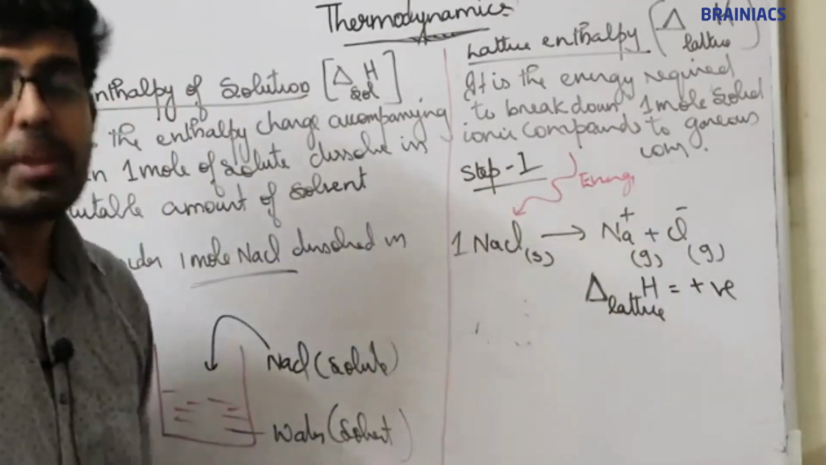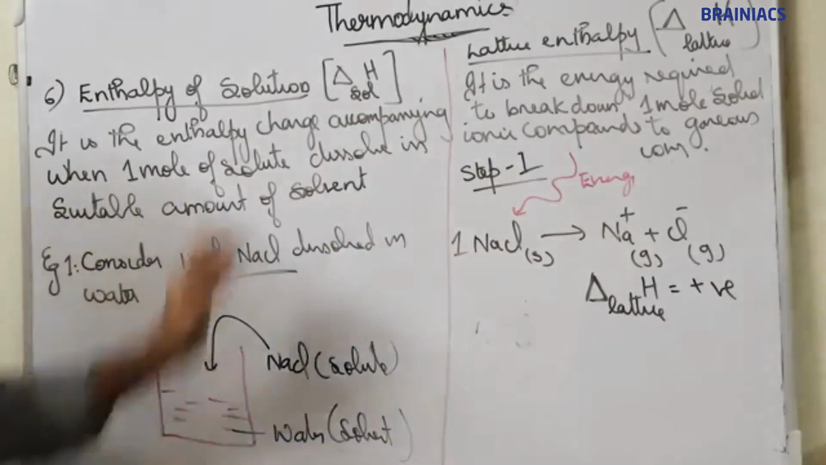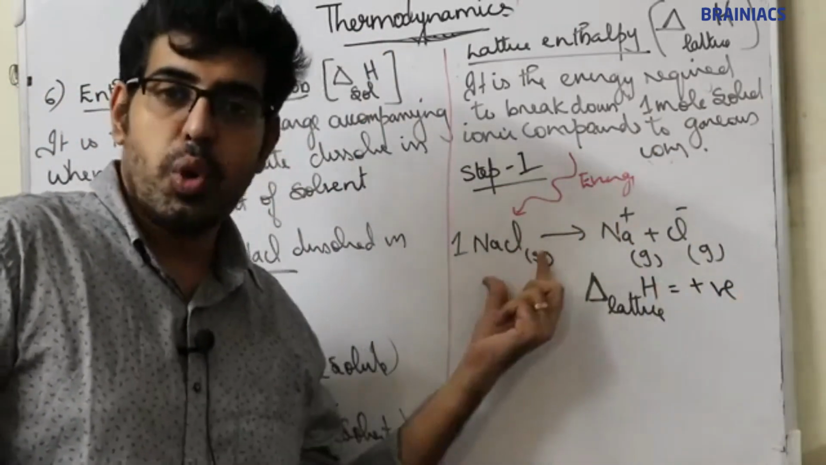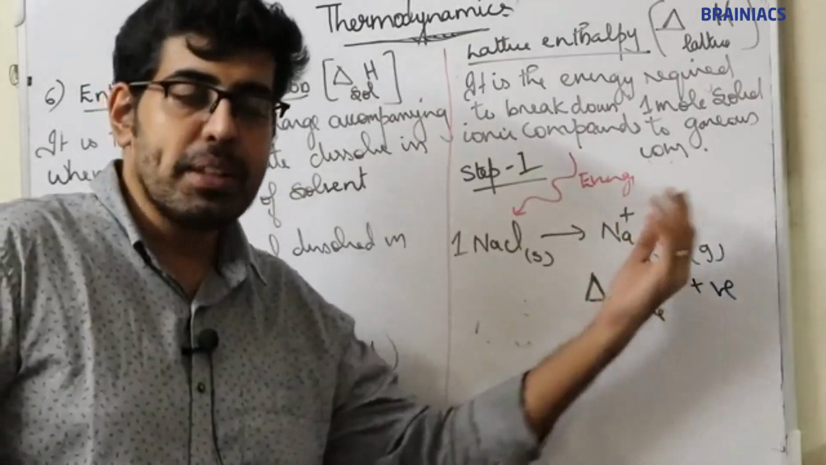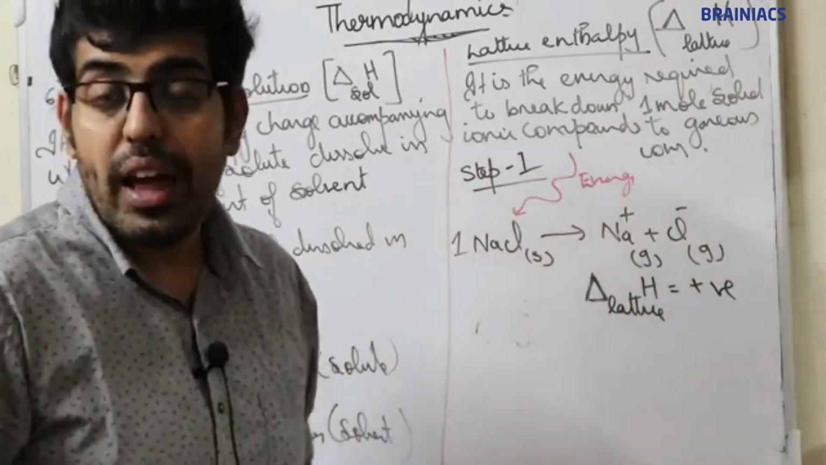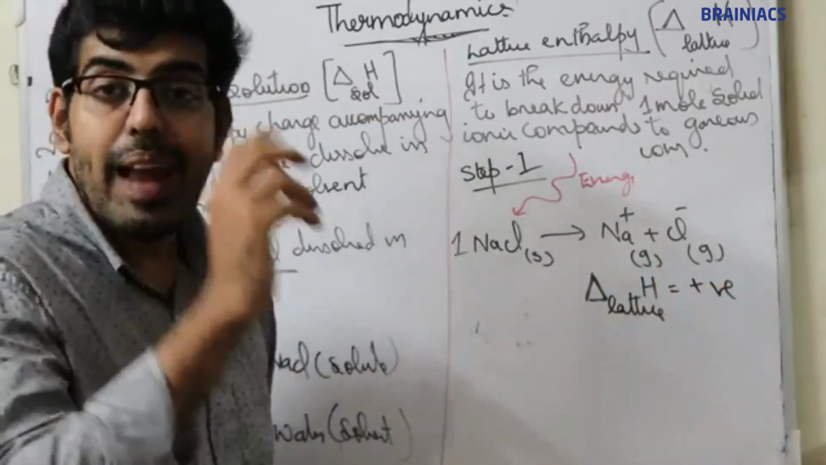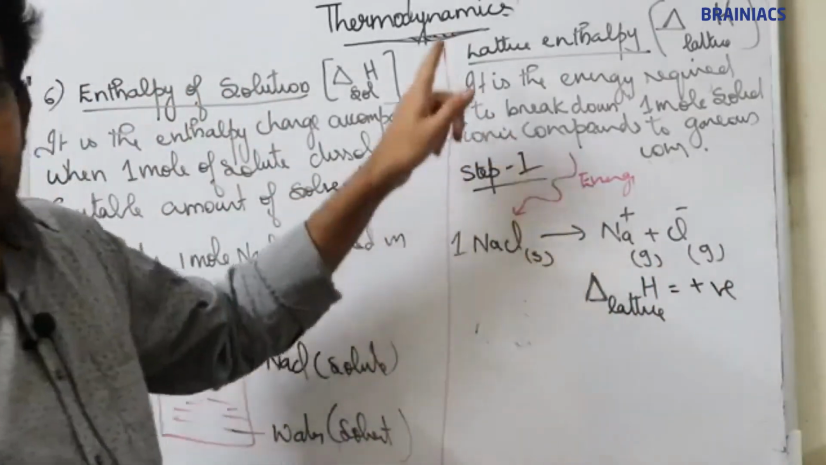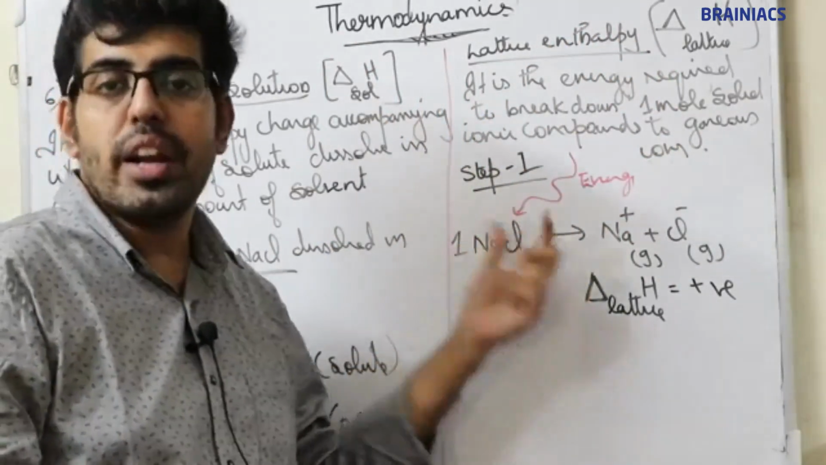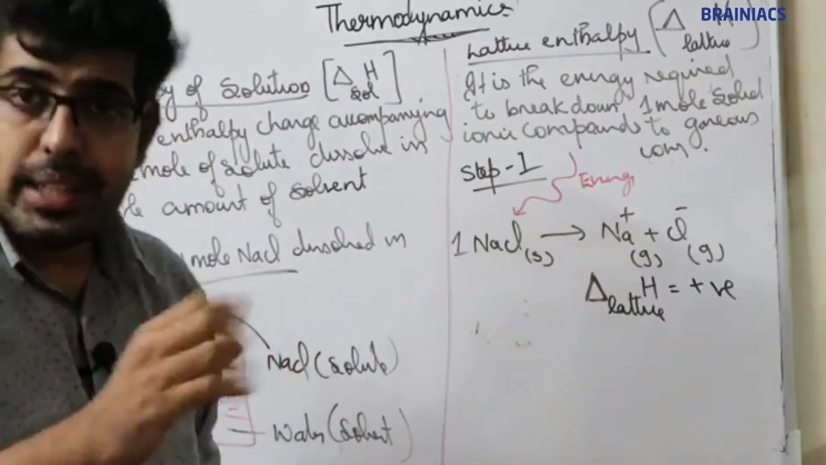So when we add NaCl to water, NaCl solid first splits to form Na plus gas and Cl minus gas. The energy required for this dissociation is known as lattice enthalpy. It is defined as the energy required to break down 1 mole of solid ionic compound to corresponding gaseous ions. I think it's clear.